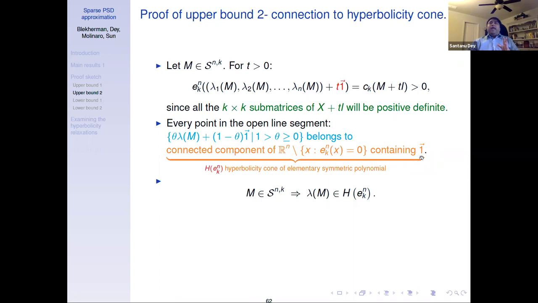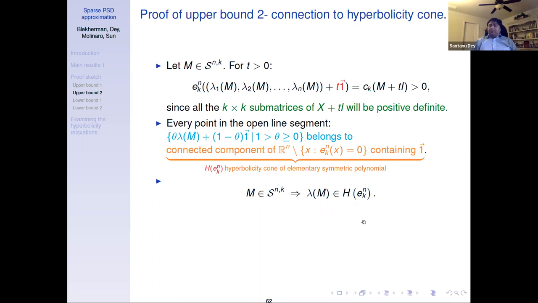But all of that can be stated in one line: essentially this line segment belongs to what is called the hyperbolicity cone of the elementary symmetric polynomial with respect to the all-ones vector, often denoted H(E_{n,k}). All of what we've discussed is saying that if I have a matrix M in S_{n,k}, its vector of eigenvalues lives in this hyperbolicity cone of the elementary symmetric polynomial.